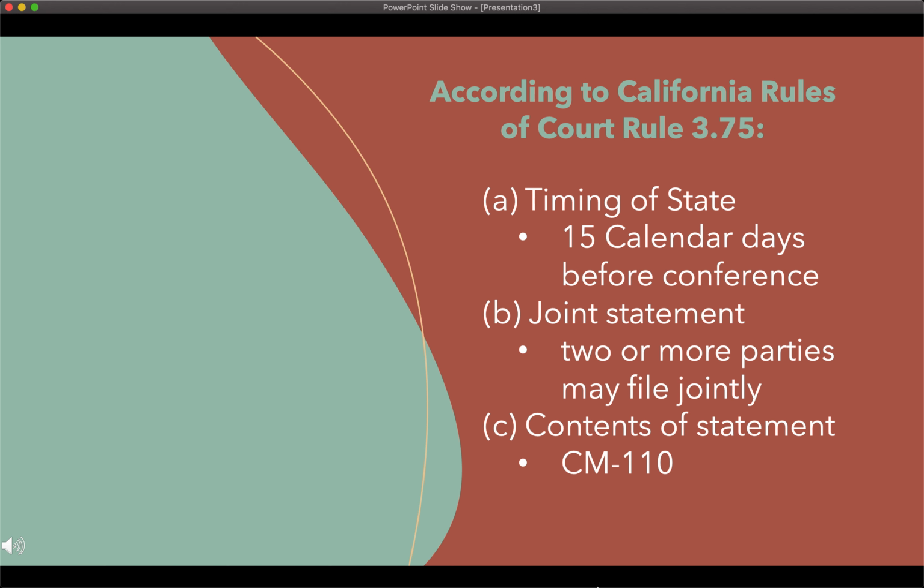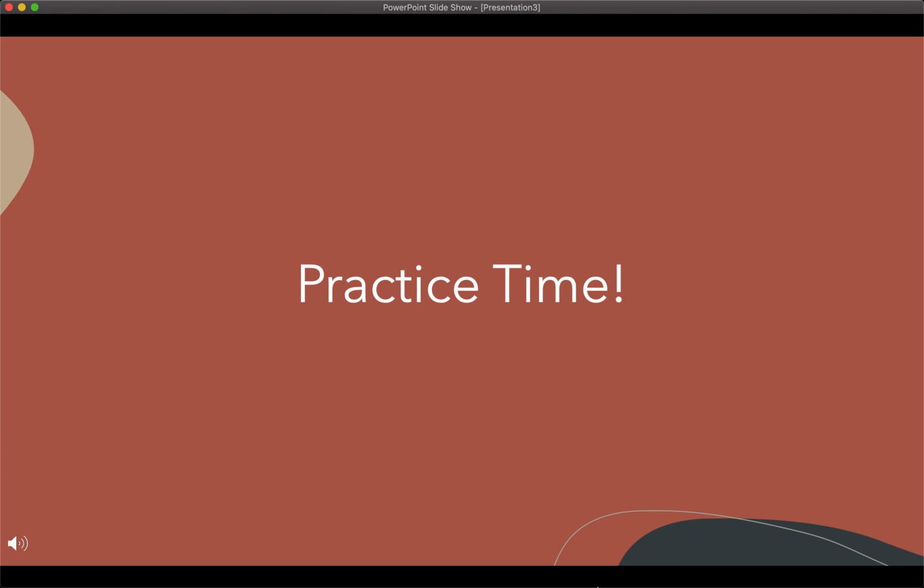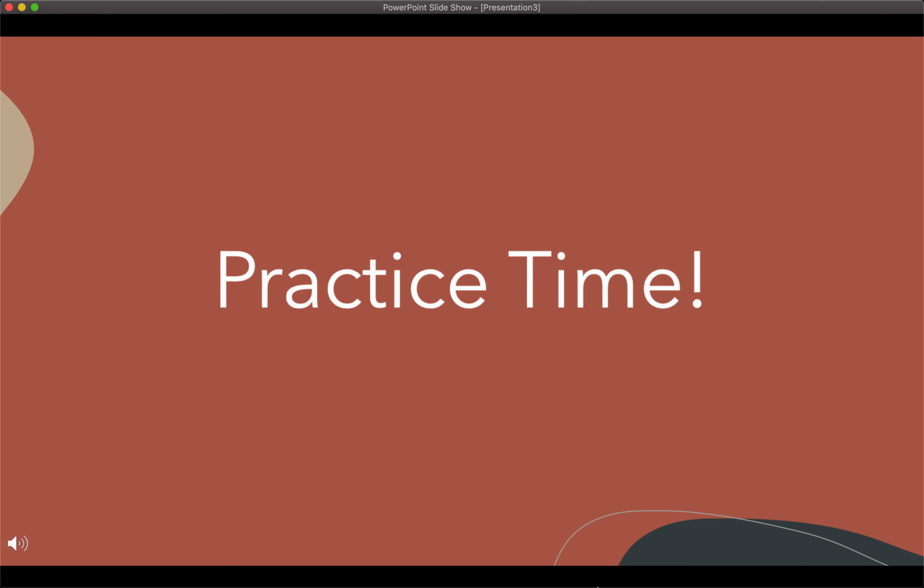And finally, it is important to understand the contents of the statement. Parties are required to use the case management statement and fill in all applicable items on the form to be valid. Now that you have a brief overview of the case management conference and statement, it's time to practice filling out the form by using the Sampson hypothetical we've been using all semester. To refresh your memory, I provided the hypothetical on the next slide.